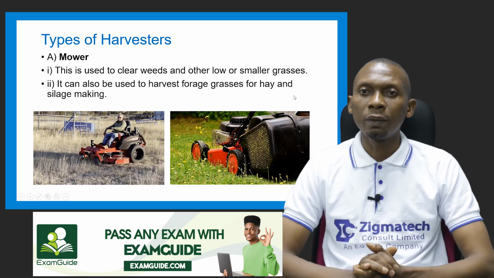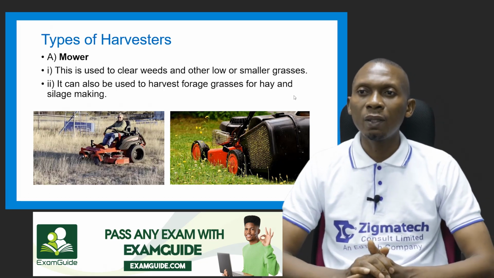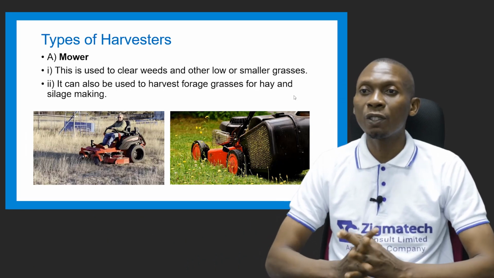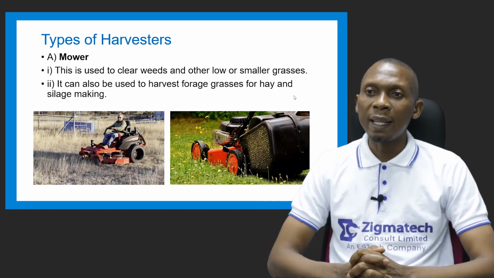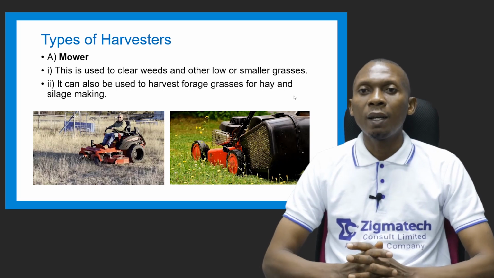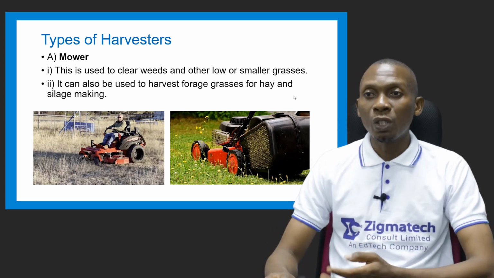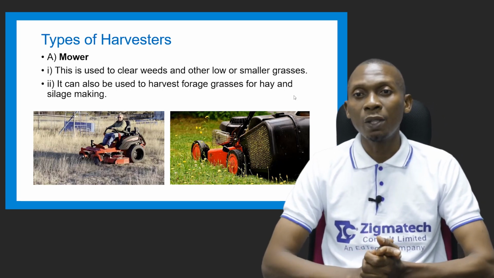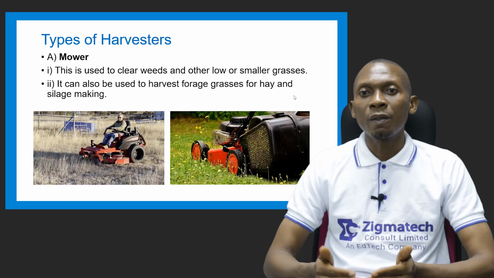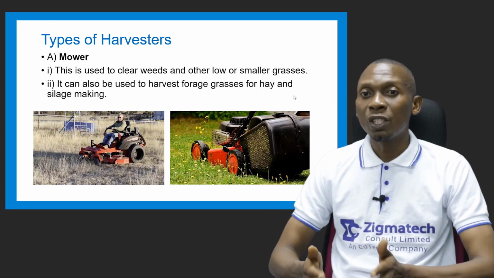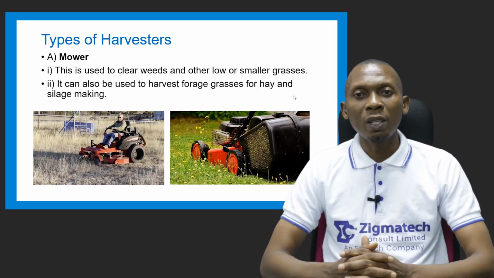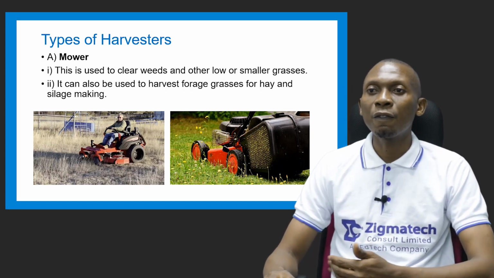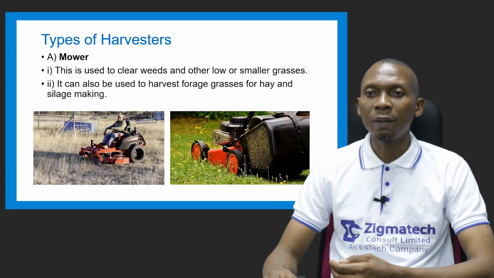We have the mower. Now this is used to clear weeds and other lower or small grasses. It can also be used to harvest forage grasses for hay and silage making. Hay has to do with dry grass that is preserved and kept to feed our farm animals, and silage has to do with grass that undergoes fermentation, which can be fed to our animals. It is also very palatable. So the mower can help to harvest forage grasses for hay and silage making.